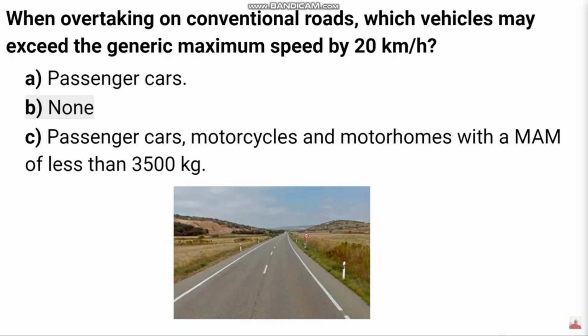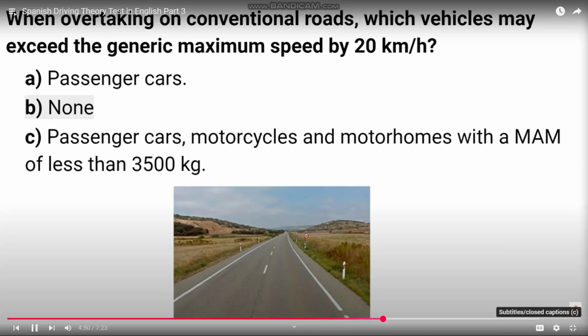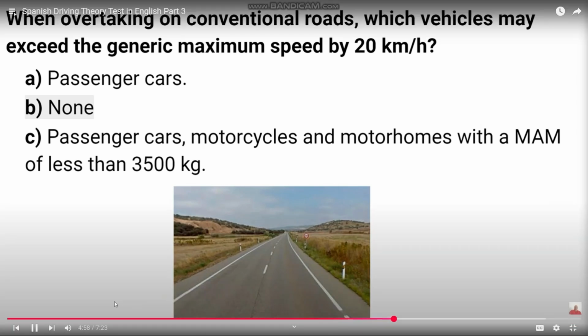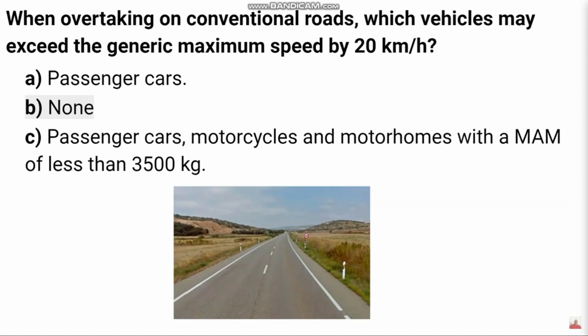When overtaking on conventional roads, which vehicle may exceed the generic maximum speed by 20 km? A. Passenger cars. B. None. C. Passenger cars, motorcycles and motor homes with MAM of 3,500 kg or less. So the answer will be B. None.